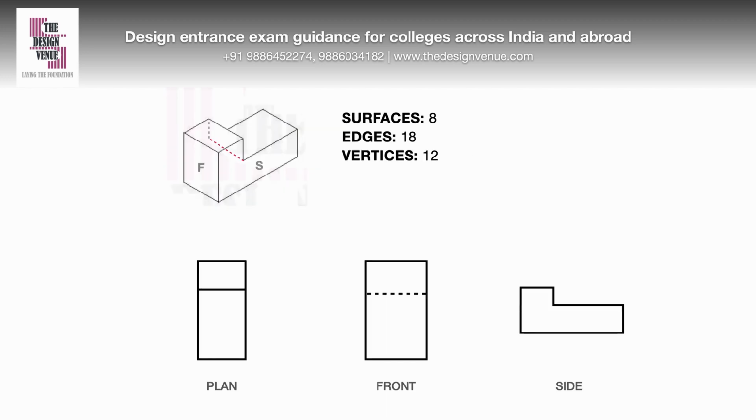Sometimes in plan and elevation views, certain edges, as shown in the 3D figure by the magenta colored line, remain hidden. The way to represent them is dotted lines, as you can see in the front elevation view. However, when the options given do not have any dotted lines, you can ignore the concept of hidden edges.